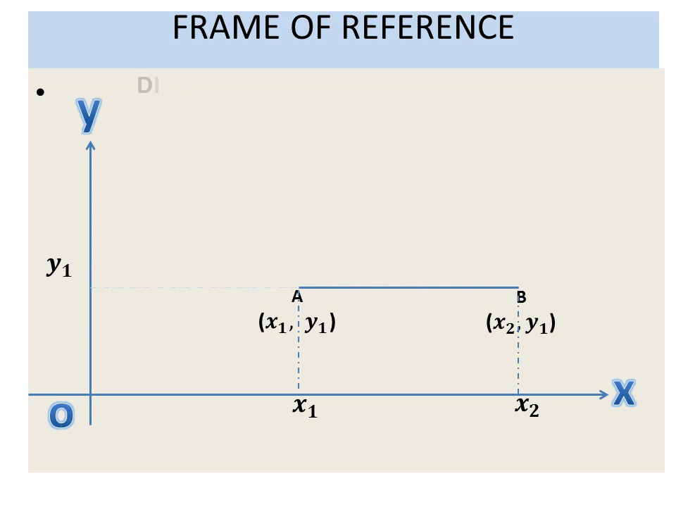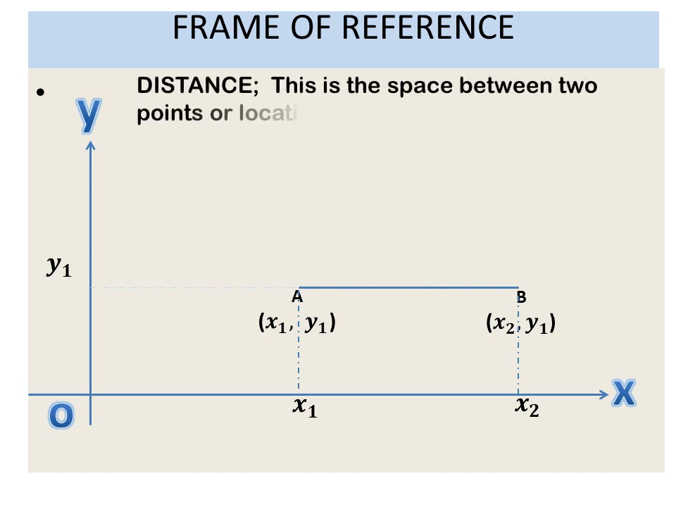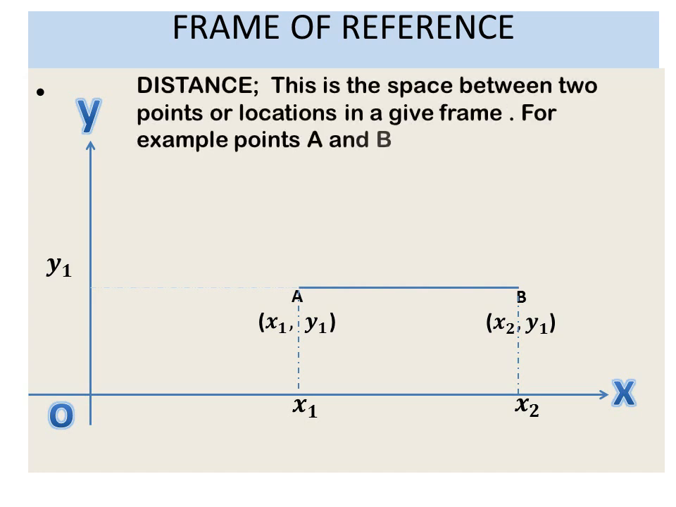Another item is distance. The body has moved from point A to point B. So distance is the space between two points or locations in a given frame, for example, point A and point B in the chart.